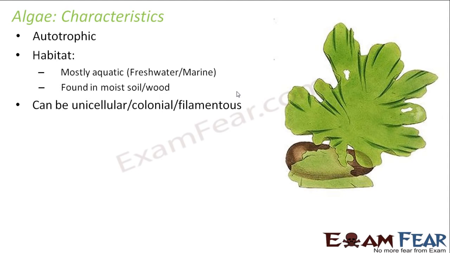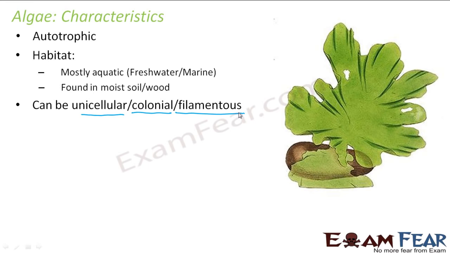It can be unicellular, colonial or filamentous. So talking about the structure of an algae, it can be unicellular, that is made up of one cell. It can be colonial, that means many algae living together, forming a colony. Filamentous means the algae structure is such that they have a thin hair-like filamentous structure. So all these three types of structures they can have.